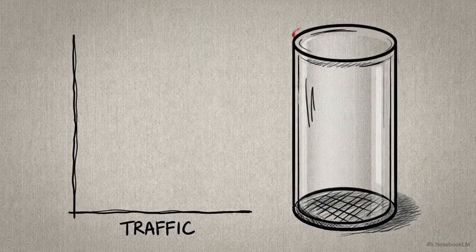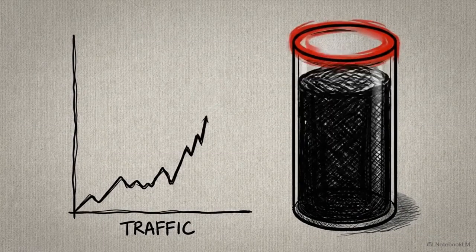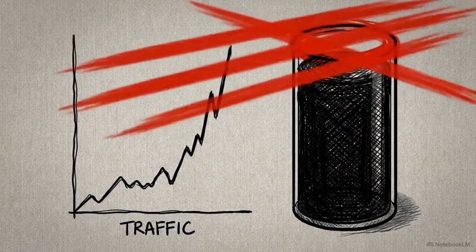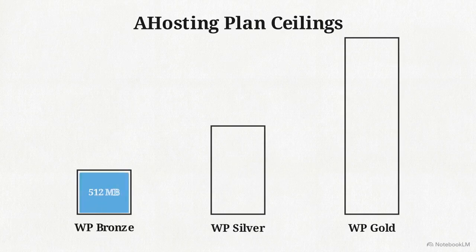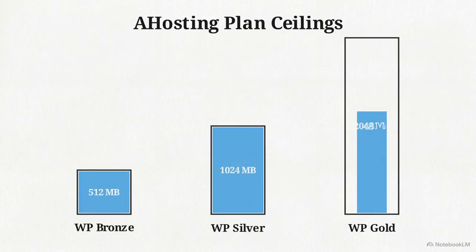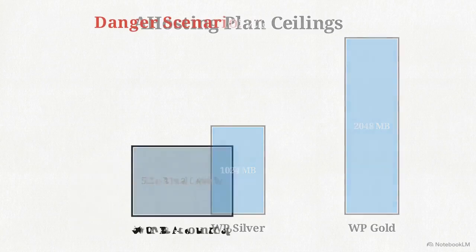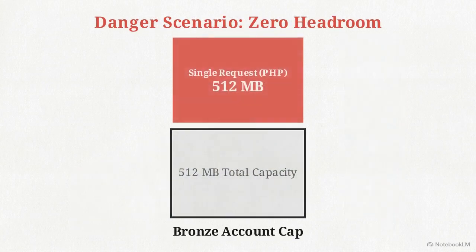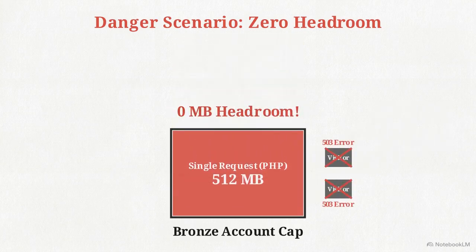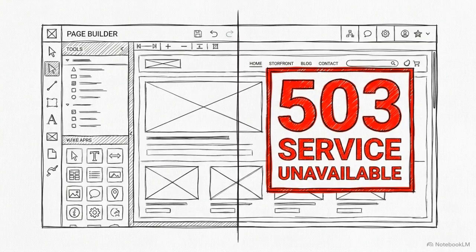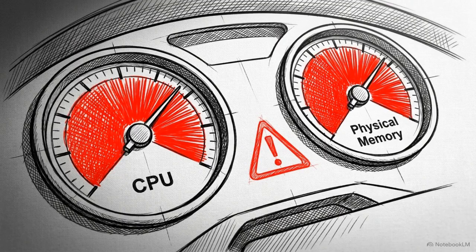There is a critical risk to this fix, maxing out your per-request memory without leaving enough account-wide headroom for your incoming traffic. This data table illustrates the hosting plan ceilings. Bronze caps at 512 megabytes, silver at 1024, and gold at 2048. In a danger scenario, setting a 512 megabyte PHP limit on a bronze plan meets a container cap that is also exactly 512 megabytes. With zero headroom, the entire website drops offline for the public the exact moment an administrator opens a heavy page builder. A technically correct PHP memory limit becomes a fatal liability if it consumes 100% of your account's physical infrastructure.